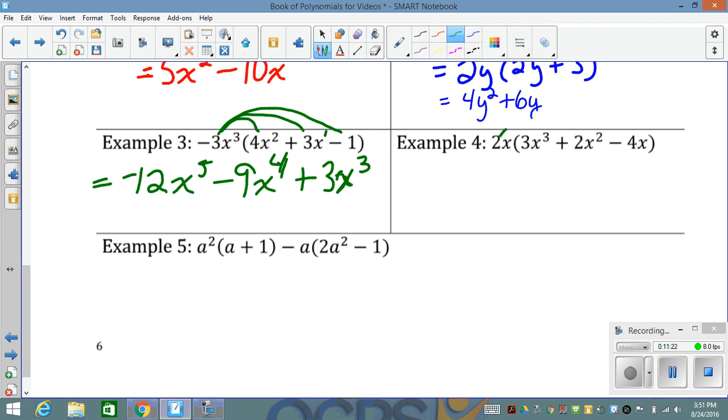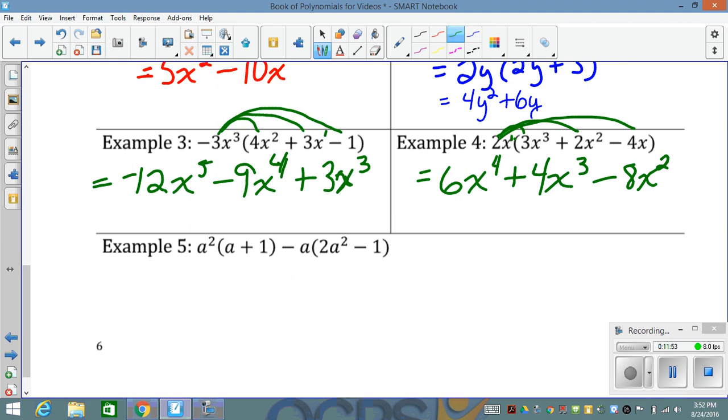Okay, here we go. 2x times 3x cubed. 2 times 3 is 6. X to the first times x cubed is x to the 4th. 1 plus 3 is 4. 2x times 2x squared. 2 times 2 is 4, so plus 4. X times x squared is x cubed. And then 2x times negative 4x. 2 times negative 4 is negative 8. X times x is x squared.